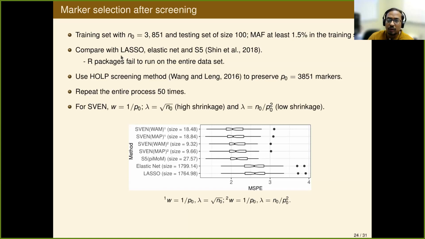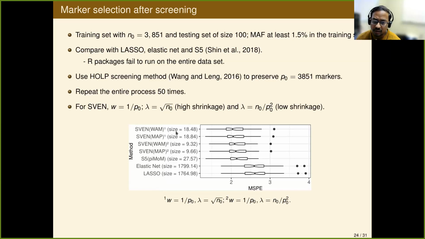We compared with Lasso, Elastic Net and S5, which is the non-local prior by Shin et al. But the R packages failed to run on the entire data set with more than 500,000 markers. So we had to do a bit of screening to facilitate comparison with these other methods. Our method can run on the entire set of markers, but the others couldn't at that point. So we used a screening method and preserved 3,850 markers, and then we trained the model and tested on the testing set, and repeated this process 50 times.